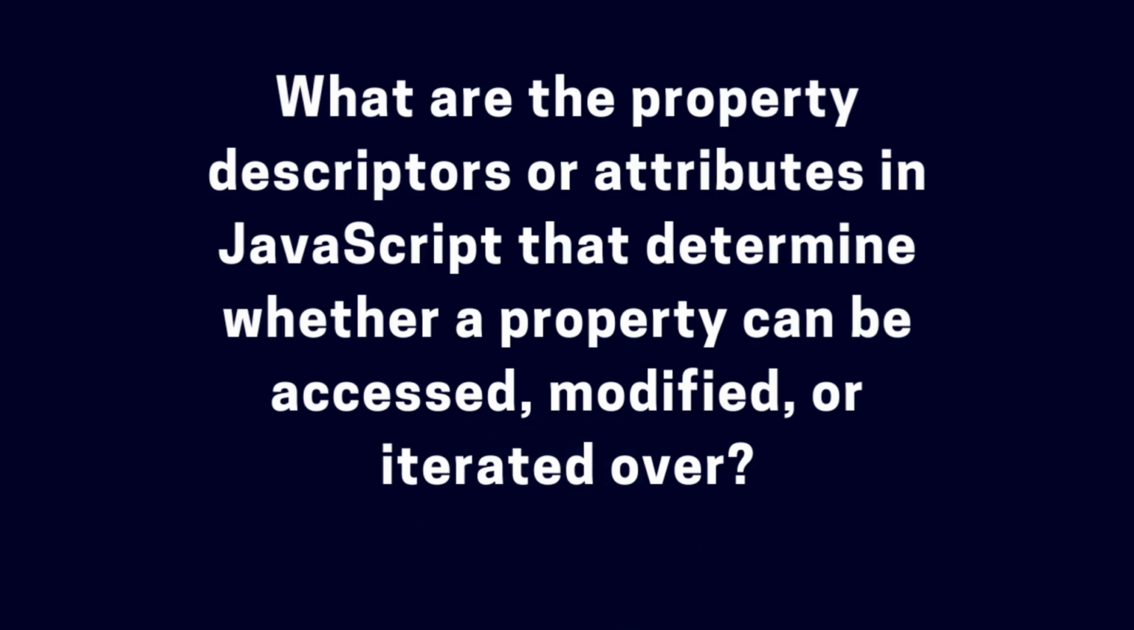In JavaScript, property descriptors or attributes that determine whether a property can be accessed, modified, or iterated over are enumerable, writable, and configurable. So for enumerable, if true, the property will appear during for-in loops and Object.keys. For writable, if true, the property's value can be changed. For configurable, if true, the property descriptor can be changed and the property can be deleted.